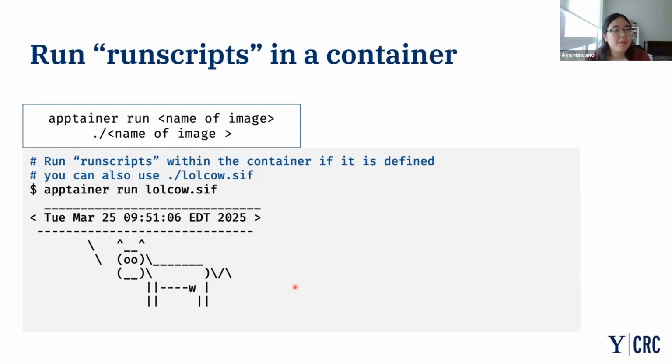So in this example, the locale container actually has a run script. So we'll run it with Apptainer run locale.zip, or alternatively, we can do ./locale.zip, and then also generate a cow picture, but in this case, the message is a timestamp.